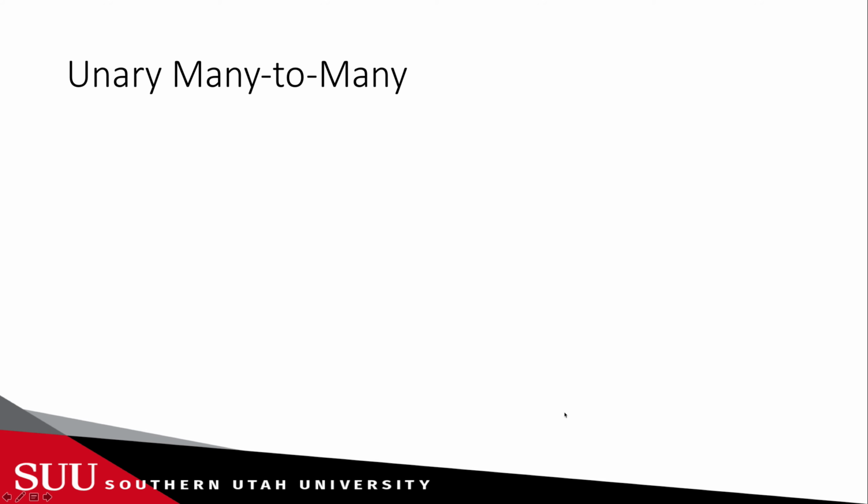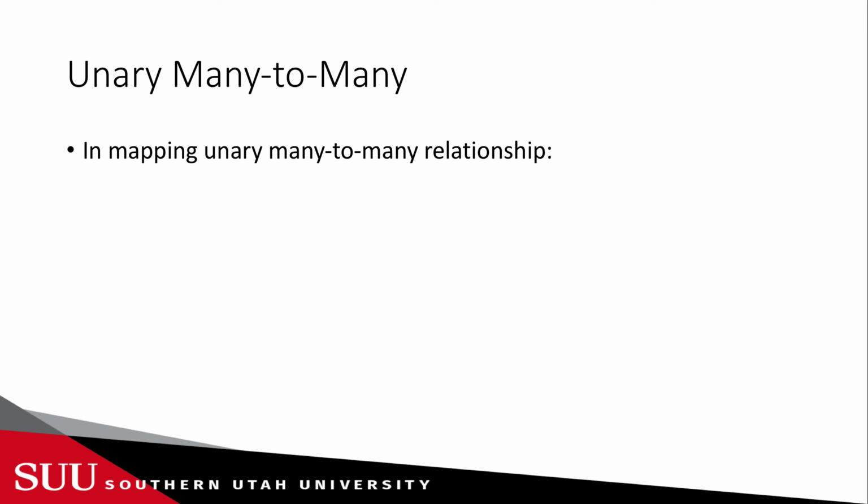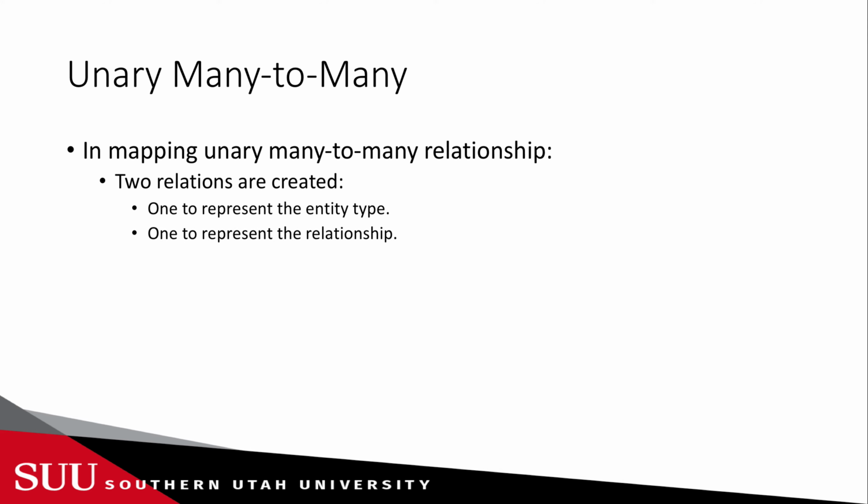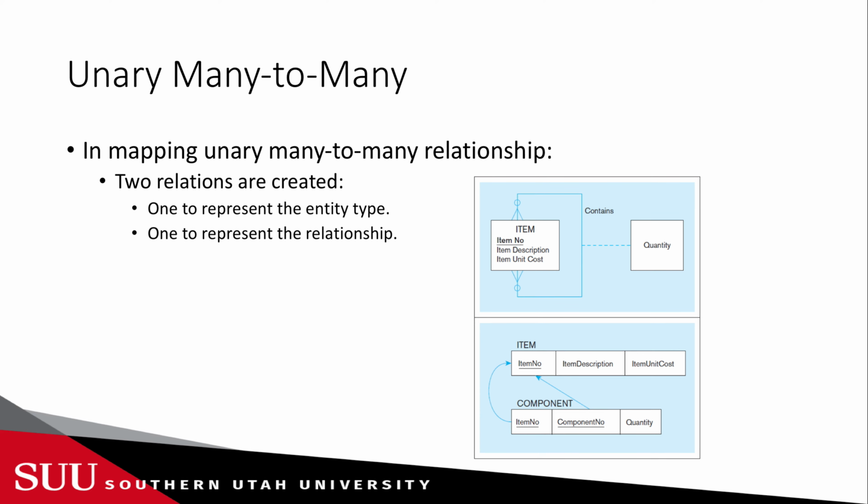Now let's look at the other case, which is the unary many-to-many relationship. In mapping this type of relationship, we will need to create two relations, one of them to represent the entity type and one of them to represent the relationship. So now you have seen some kind of a trend here where every time we have a many-to-many relationship, we will have to create a new relation. So anytime you have a many-to-many, this will result in a new table or a new relation.